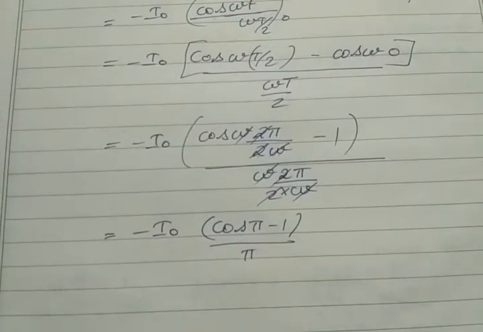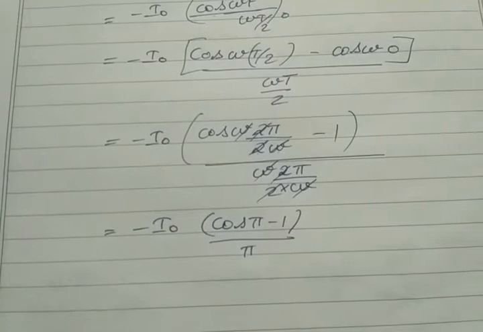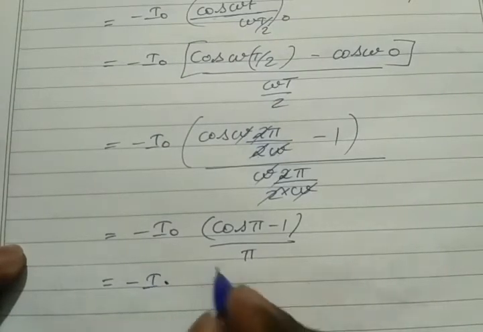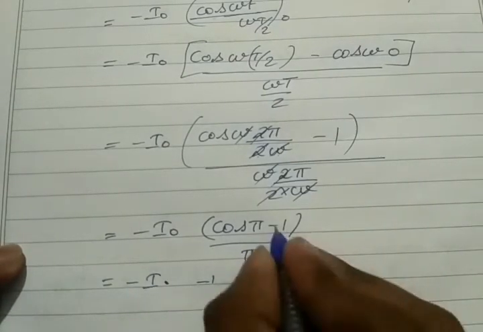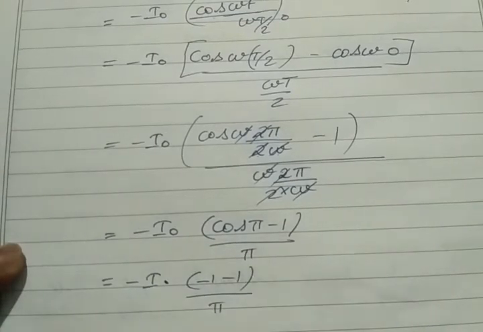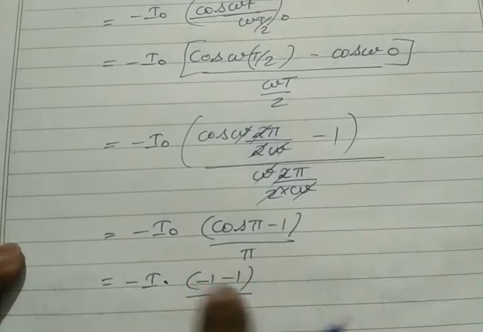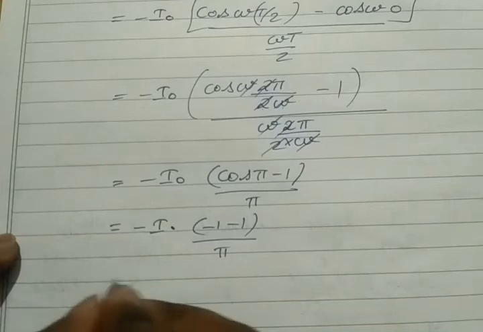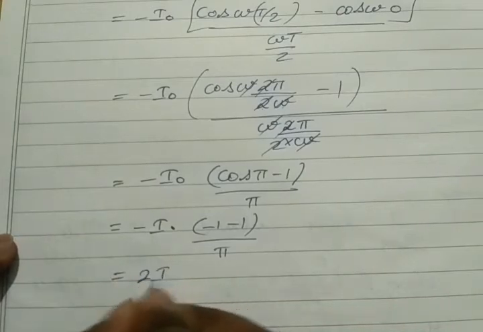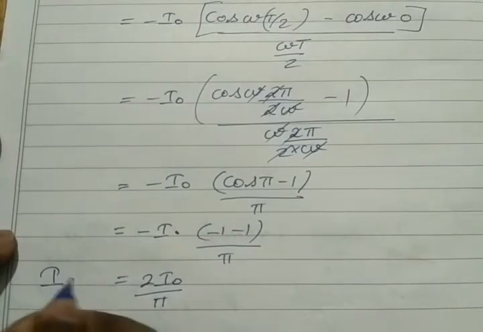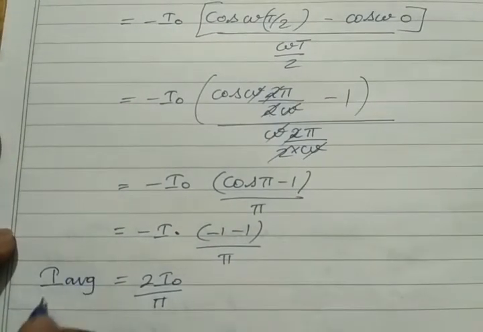What's the value of cos pi? Cos pi means cos 180. The value of cos 180 is minus 1. Okay, so here we have minus I naught, instead of cos pi we write minus 1, and here also minus 1, divided by pi. So minus 1 minus 1 is minus 2. Minus 2 into minus I naught gives plus 2 I naught. So 2 I naught divided by pi. This is the equation of I average for a half cycle.